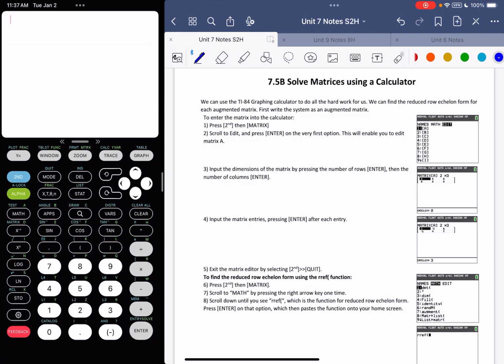Welcome to section 7.5b, solving matrices using a calculator. I think you're really going to like this section. It makes things really easy, and you're going to be mad that I make you do it the hard way. But it's one of those things. You got to learn how to do it the hard way too.